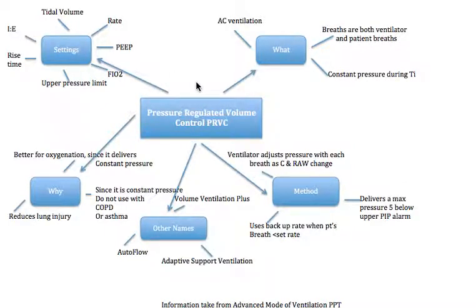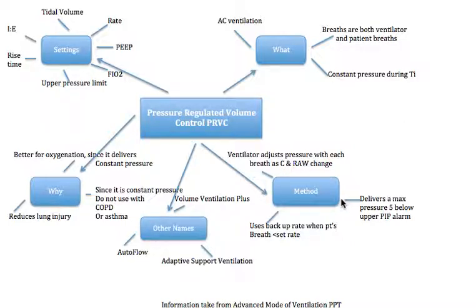So let's go look at the method, right? The method of how this works. How does PRVC work? So what happens is the ventilator adjusts the pressure with each breath as the patient's compliance and airway resistance changes, I'm sorry. So just what that means is the ventilator is constantly calculating the compliance and the airway resistance, and it's adjusting the pressure from breath to breath that it gives.